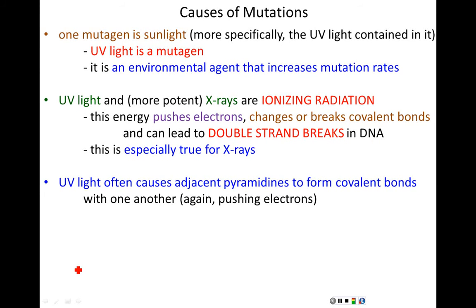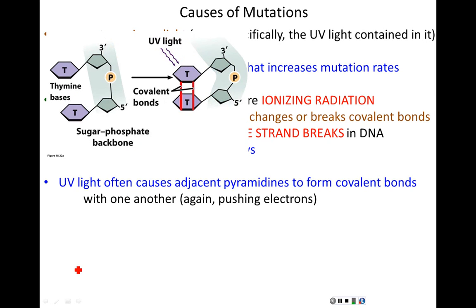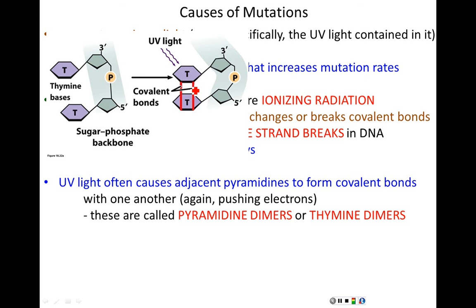UV light is not as potent as X-rays, so it's really not so good at double-strand breaks, but what UV light often causes is adjacent pyrimidines, such as a thymine next to a thymine, or a thymine next to a cytosine, to form covalent bonds with one another, again, due to pushing electrons in the presence of UV light. So these nucleotides are attached to each other through the phosphate sugar backbone, as they should be, but the bases themselves should be independent. When UV light hits these bases, electrons are pushed, and covalent bonds form between the bases themselves. That's not supposed to happen. These are referred to as pyrimidine dimers or thymine dimers.